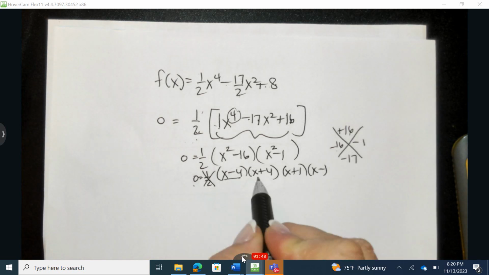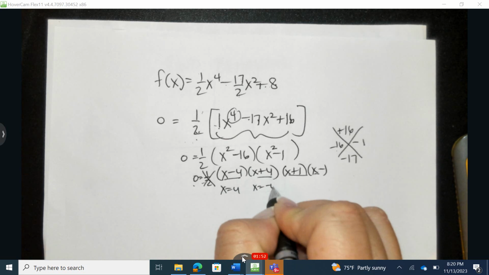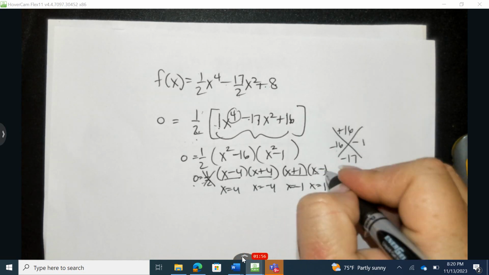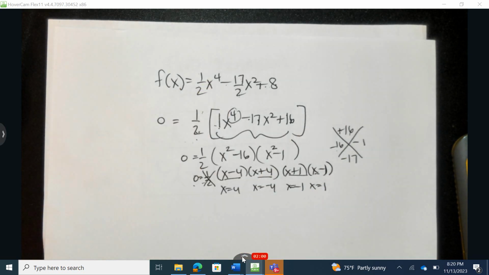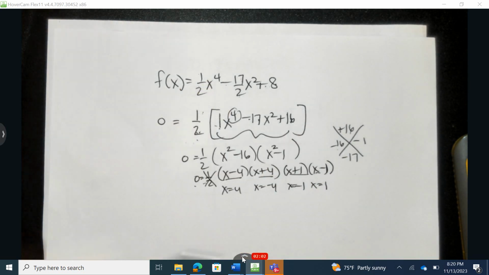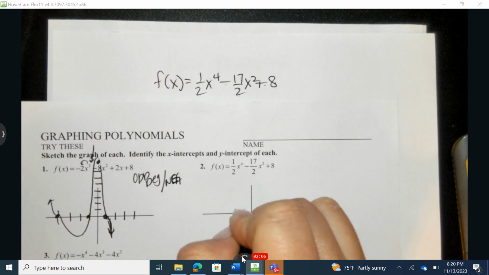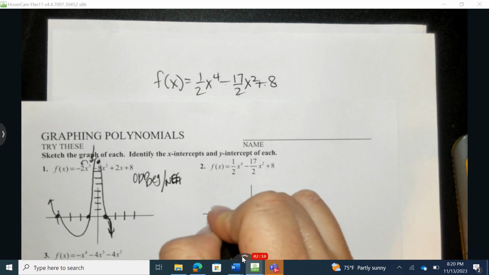I'm going to set each one of these equal to 0 and solve. I get answers of 4, negative 4, negative 1, and positive 1. So those are going to be my 4 different solutions. Solutions meaning the x-intercepts. So 1, negative 1, 4, and negative 4.